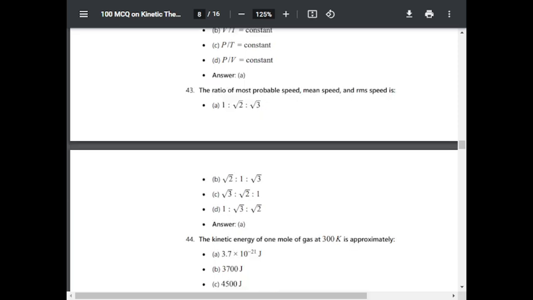Question number 43. The ratio of most probable speed, mean speed and RMS speed is: option A, 1 ratio root 2 ratio root 3; option B, root 2 ratio 1 ratio root 3; option C, root 3 ratio root 2 ratio 1; option D, 1 ratio root 3 ratio root 2. The correct answer is A. The ratio of the most probable speed, mean speed and RMS speed is 1 ratio root 2 ratio root 3.